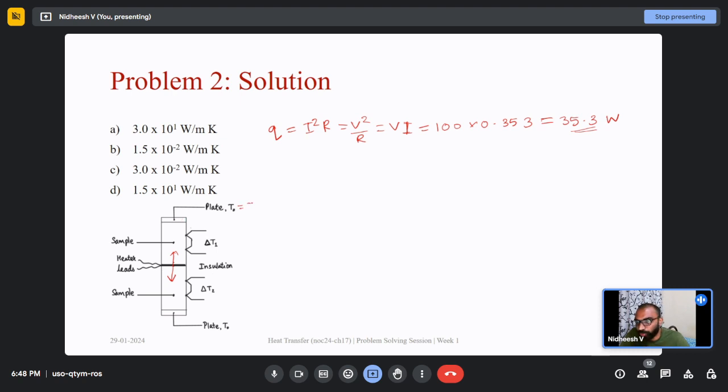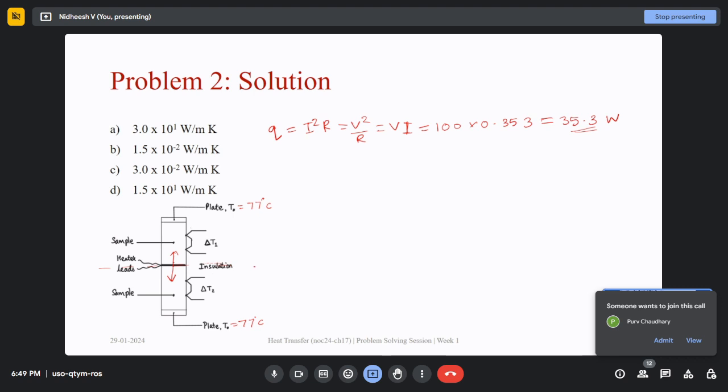End boundary conditions are maintained at 77 degrees Celsius and 77 degrees Celsius. So we can say all the conditions above and below this heater coil are identical. So whatever heat is generated, half of that heat will be transported in the upwards direction, and the remaining heat will be transported in the downwards direction, right? So we can simplify this problem by considering only half of this problem domain.